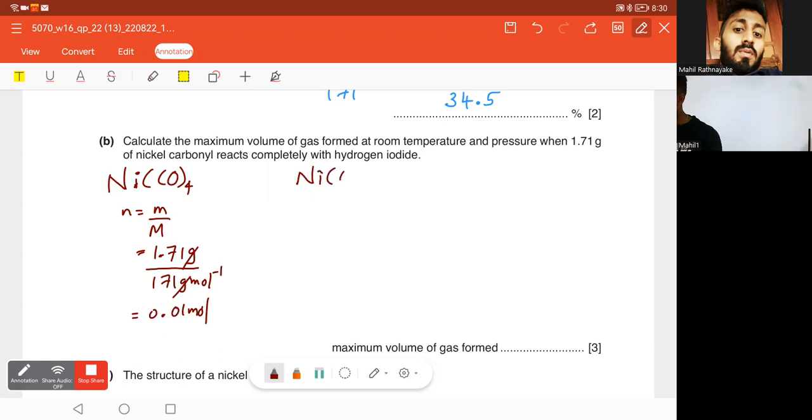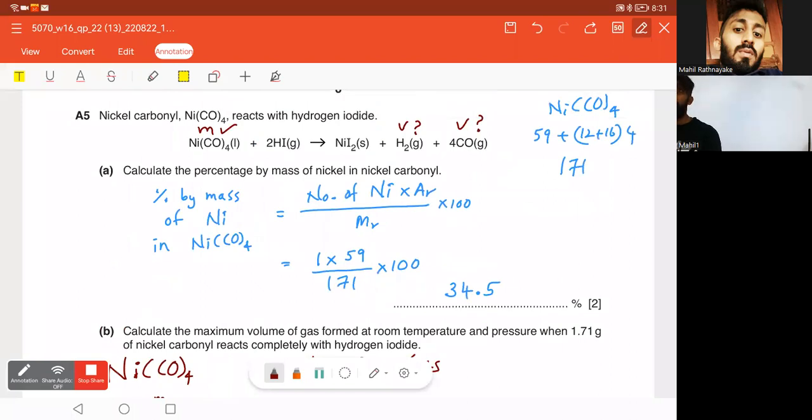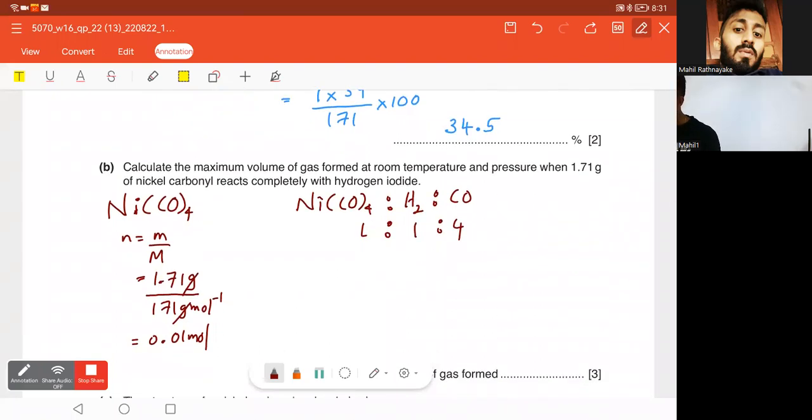Nickel carbonyl gives 2 gases. What's the mole ratio? 1 to 5, because 4 plus 1. Or you can write the total gas. H2 to CO. Can I know the mole ratio? Nickel carbonyl to H2 to carbon monoxide. 1 to 1 to 4. Am I correct? If you have nickel carbonyl 0.01 mole, how many hydrogen moles?